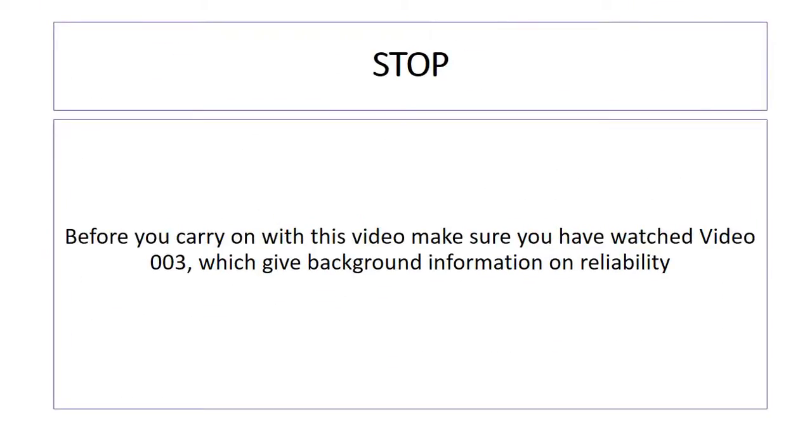Before we get underway, make sure you've watched video 003, the link of which you can see below, which gives you background information on reliability. If you've previously watched that, fantastic, let's get going. If you've not watched that, click pause, open up a new tab, have a quick watch, then come back to this video here. So let's get going at looking at unreliable systems.